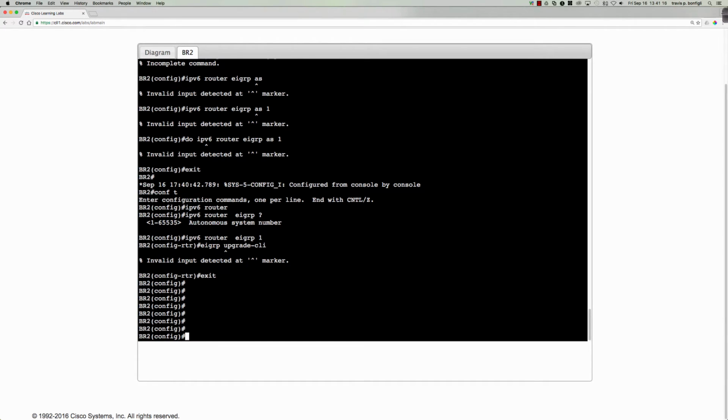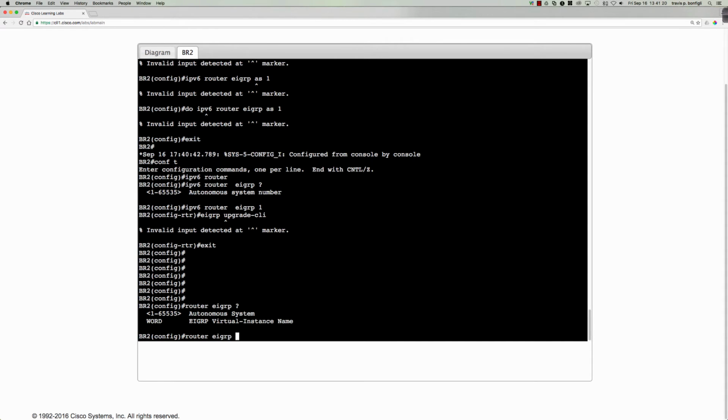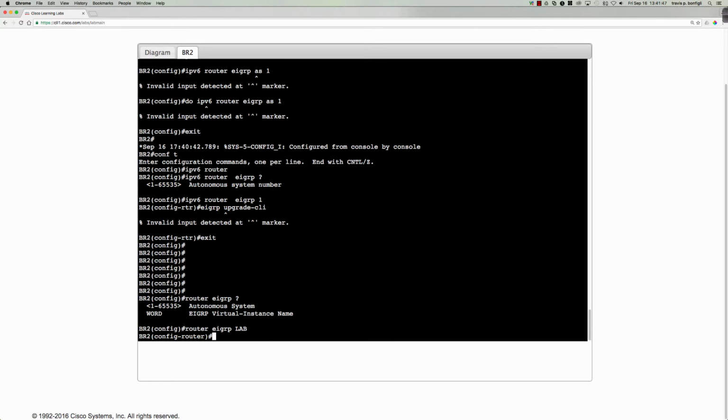So now let's get into the named mode configuration. If I were to say router EIGRP and put a question mark, you can see that we can do what's called classic mode. It's also referred to as autonomous system mode, because if I put a number here, whatever that number may be, I am indicating that I want to do classic autonomous system mode EIGRP, not named mode. The word is going to allow us to create a named mode process, and we'll stick with what they show, which is lab.